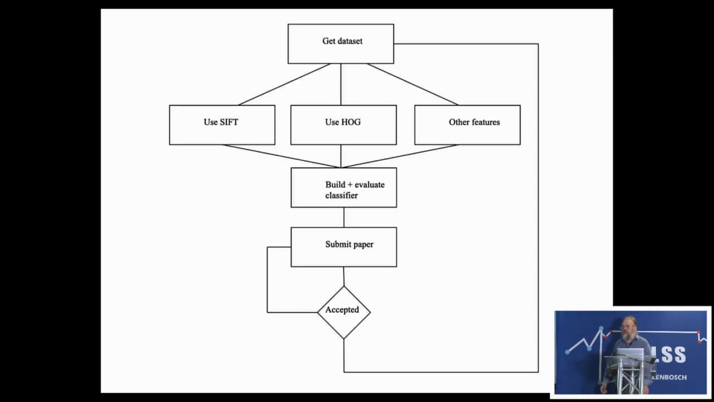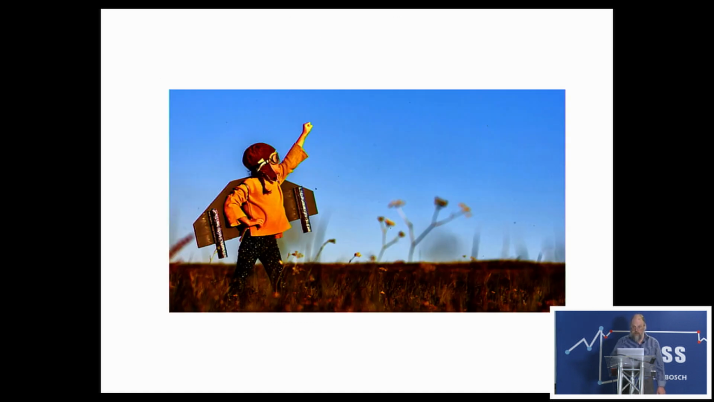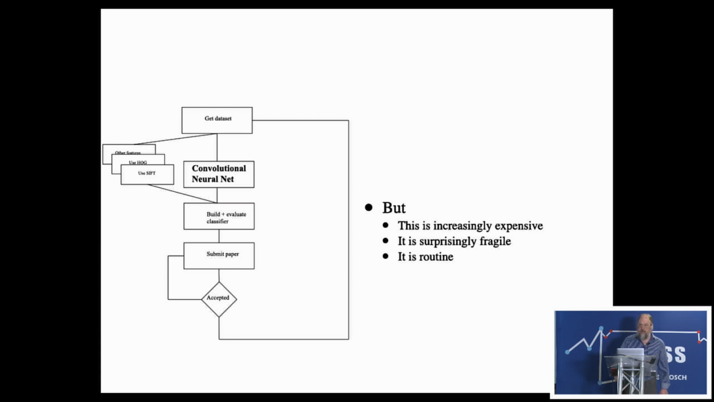Okay, now the primary recipe that has made vision successful looks roughly like this. You get a data set, you make some features, you build a classifier, you submit a paper, and you kind of loop depending on whether it got accepted or not. It turns out this is old-fashioned and completely wrong. We know that the correct recipe is this, right? It's an extremely powerful, very valuable, very useful recipe. Onwards and upwards, right? But there are some problems here.